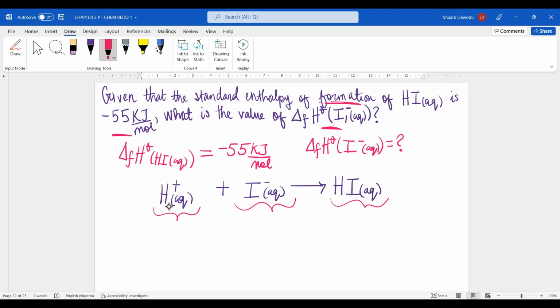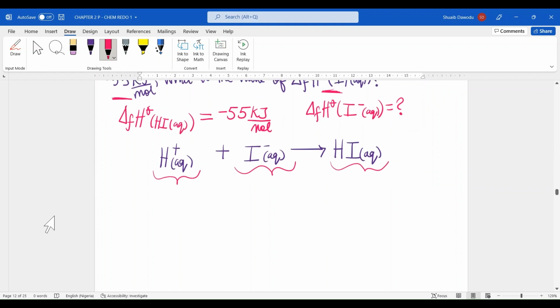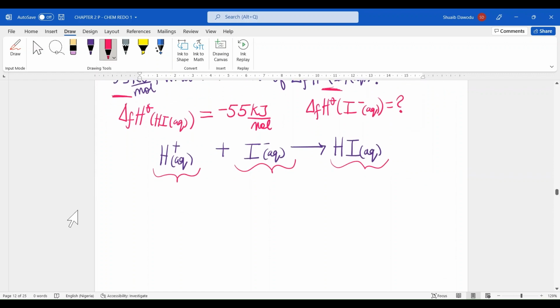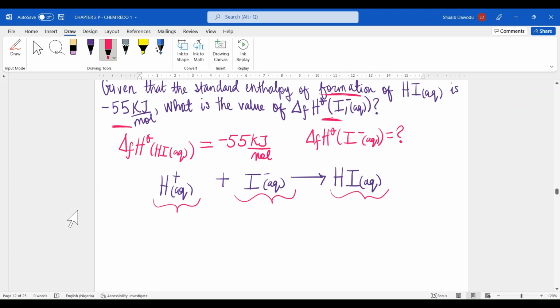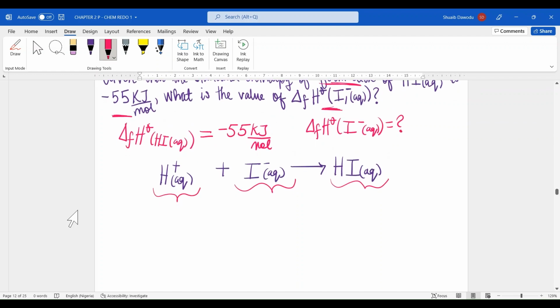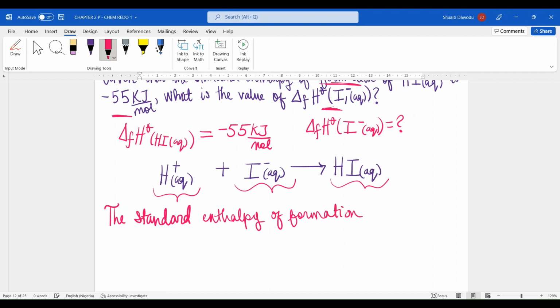So for ions, you're going to have to be a little bit more tricky using concepts, because there are not going to be any calculations. I'm going to first of all write out the value for the standard enthalpy of formation for I minus aqueous, which is also going to be negative 55 kilojoule per mole.